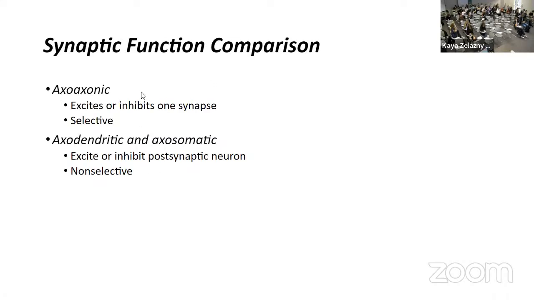So modulator stuff, we're talking about those axo-axonic connections. When we hit axon terminal to axon terminal, we're only going to affect one synapse because we bypass all the other parts of that cell. So we're not going to affect the soma of that cell. We're not going to affect the dendrites of that cell. We're just affecting that one axon terminal that we're touching. So it's really only going to affect one synapse, either ultimately exciting or inhibiting, selective, versus the axodendritic and axosomatic connections.